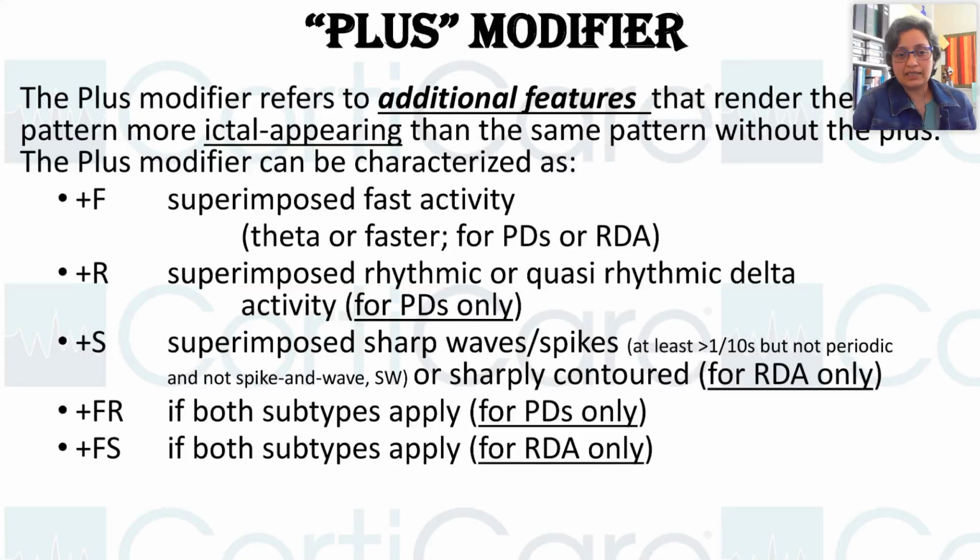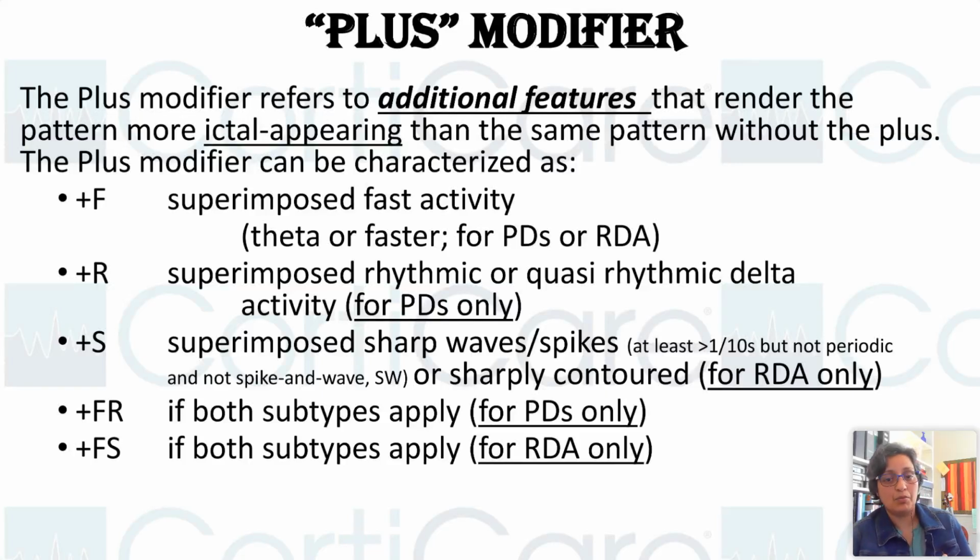Now, for rhythmic delta activity, we are defining it if it is happening with sharp activity, sharps or spikes. RDA plus S. And then if the rhythmic delta activity is happening with faster frequencies as well as sharp activity.